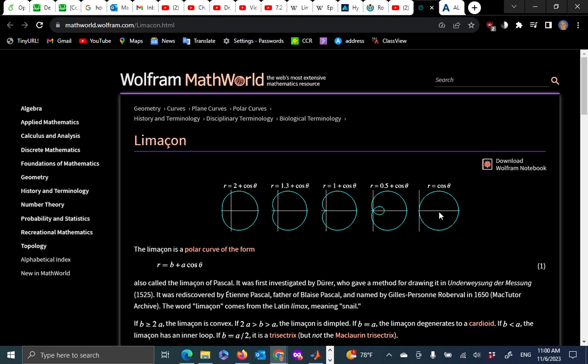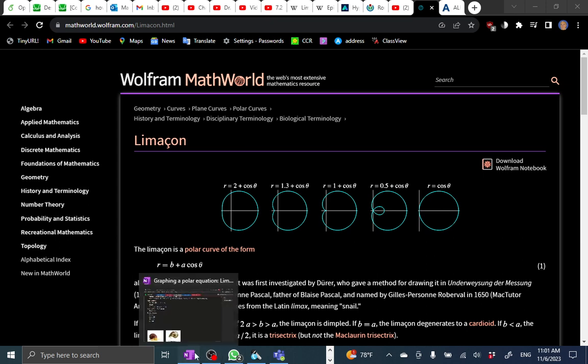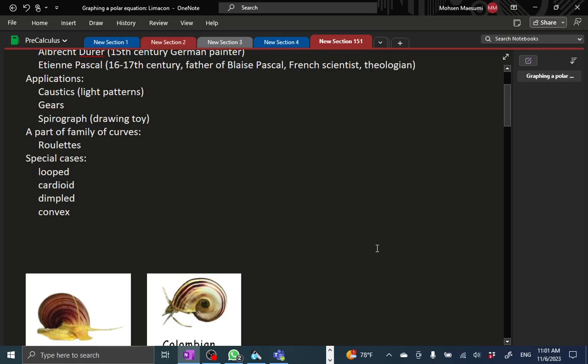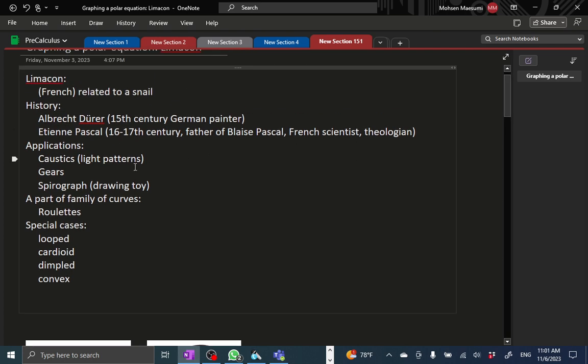Okay, so that's a general introduction to Limacon, what we are talking about and what it is used for and so on. Special cases, we said sometimes they are looped, sometimes they form a cardioid, sometimes they are dimpled, and if you remove that dimple you get something called a convex Limacon. The shape that doesn't have a dimple on it is called a convex Limacon.